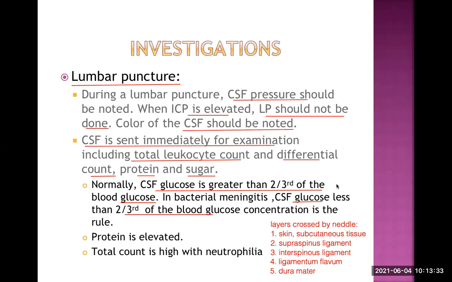If it is less, there is high chance of bacterial meningitis or tubercular meningitis. Protein is usually elevated. This is the rule of bacterial meningitis. And total count is usually high with neutrophilia. More than 80% of the cells are neutrophils in case of acute bacterial meningitis. So to summarize, WBC count is high, majority of them are neutrophils, protein is elevated, and sugar is low. This is bacterial meningitis.